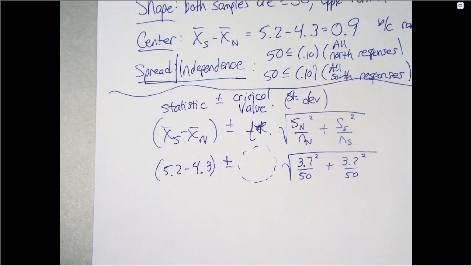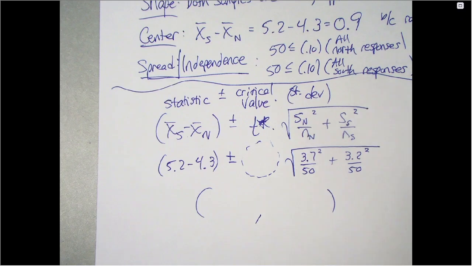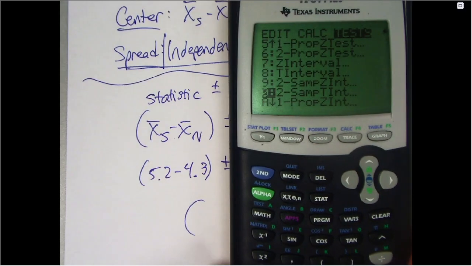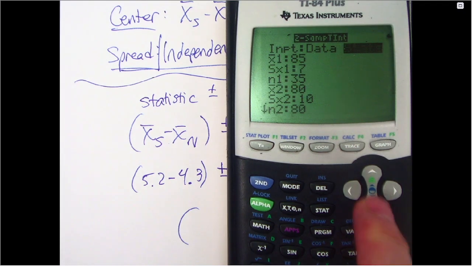So now we're going to go to our calculator and have it do the interval for us. It'll tell us T star. We'll go back and fill that in, and we'll be able to put our interval there. So grab your calculator, stat tests, and then you want 2 sample T interval, which is down, like number 0, like 67890. So stat tests, and then scroll down to 0 for 2 sample T. And then put in our stuff.